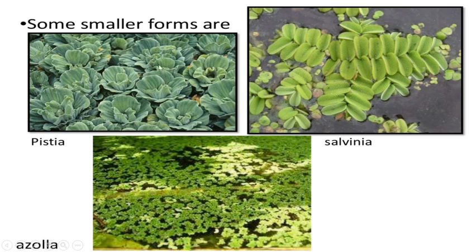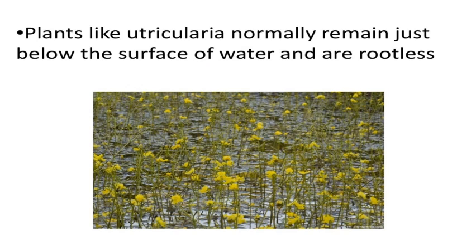The reproduction is very fast. That means they are living in groups. Plants like Utricularia normally remain just below the water surface and are rootless. This is the diagram.